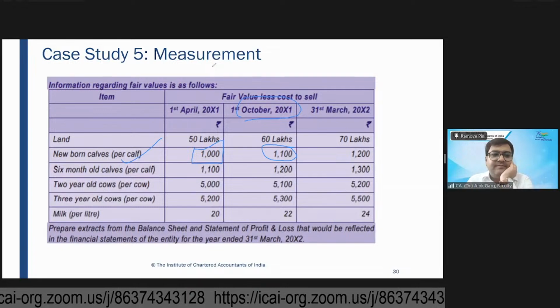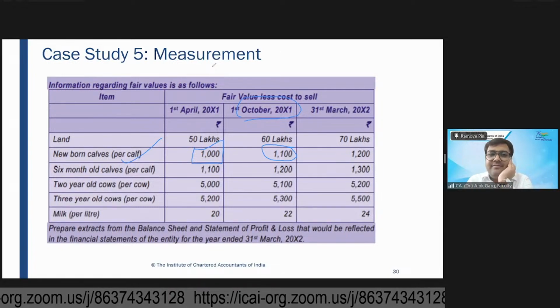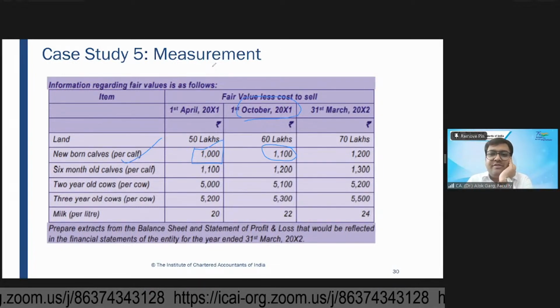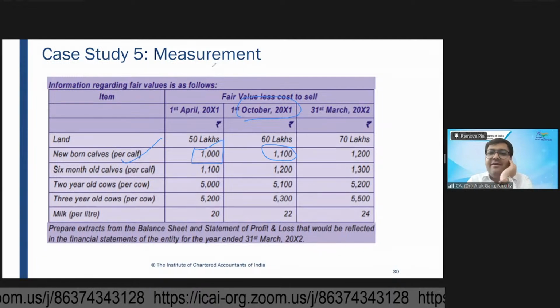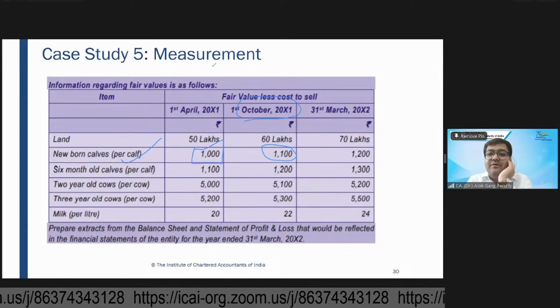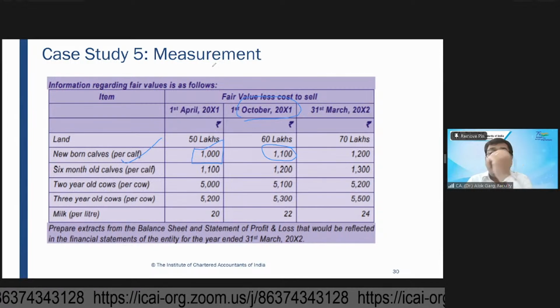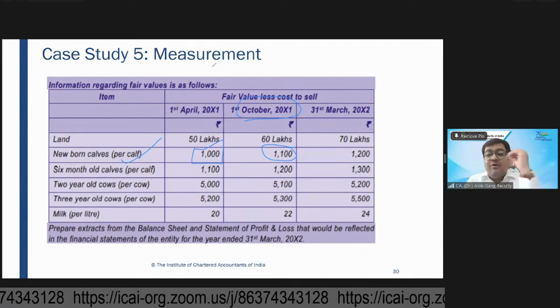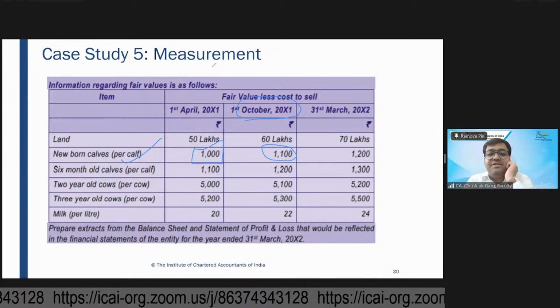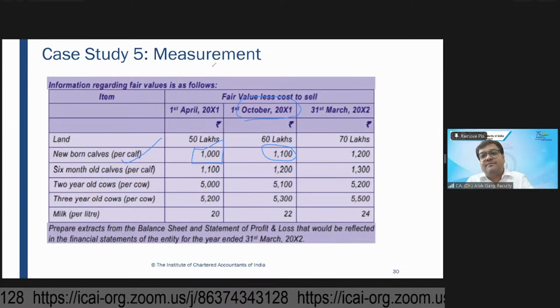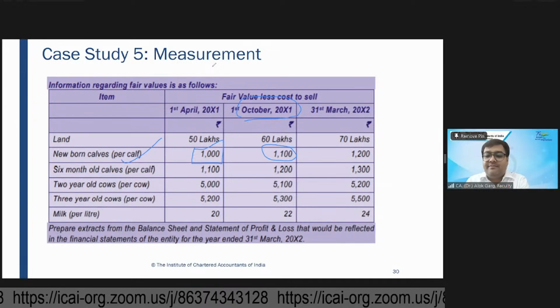How many calves are there? 100. What is the fair value less cost to sell? 1100. What is the total value? 1100 times 100 means 1,10,000. What is the accounting entry at the time of initial recognition and measurement? What is the accounting entry?